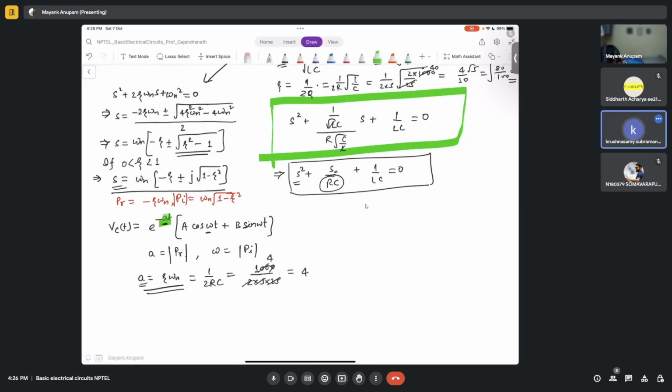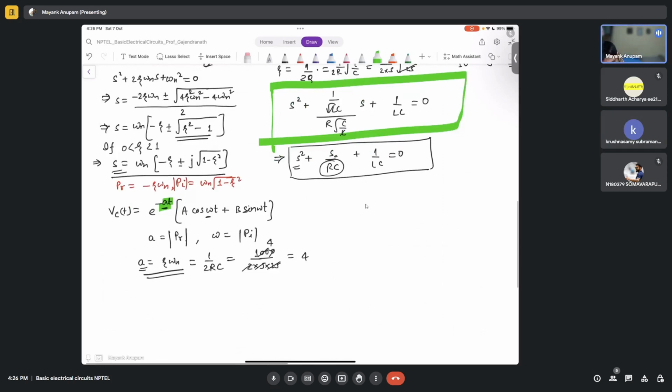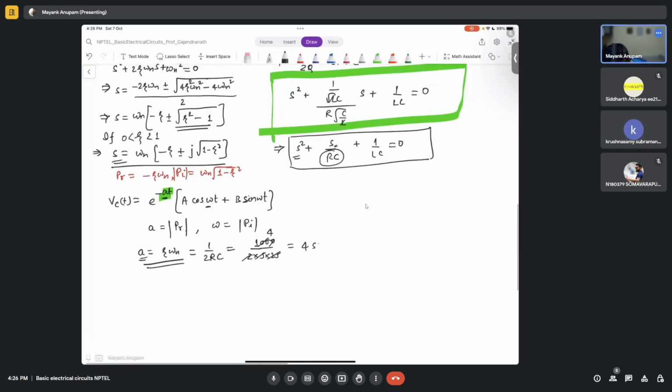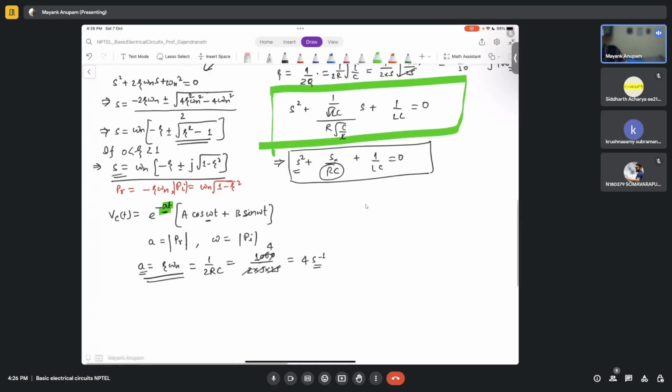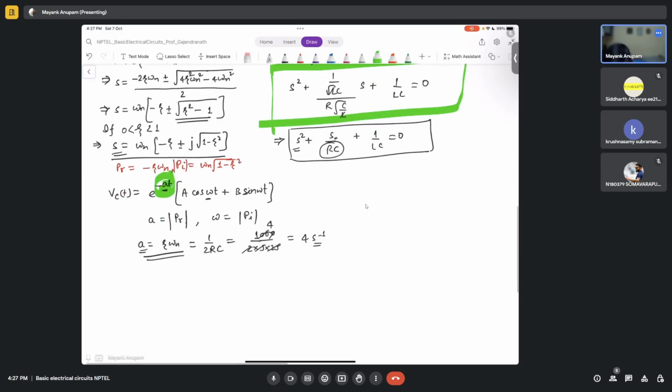What will be the unit of alpha here? It should be per second, right? Because why should it be per second? Because the argument of an exponential has to be unitless. And since there is a t here, anything which multiplies with t has to be 1 over seconds. Only then will the argument become dimensionless. Fine, so it is per second.